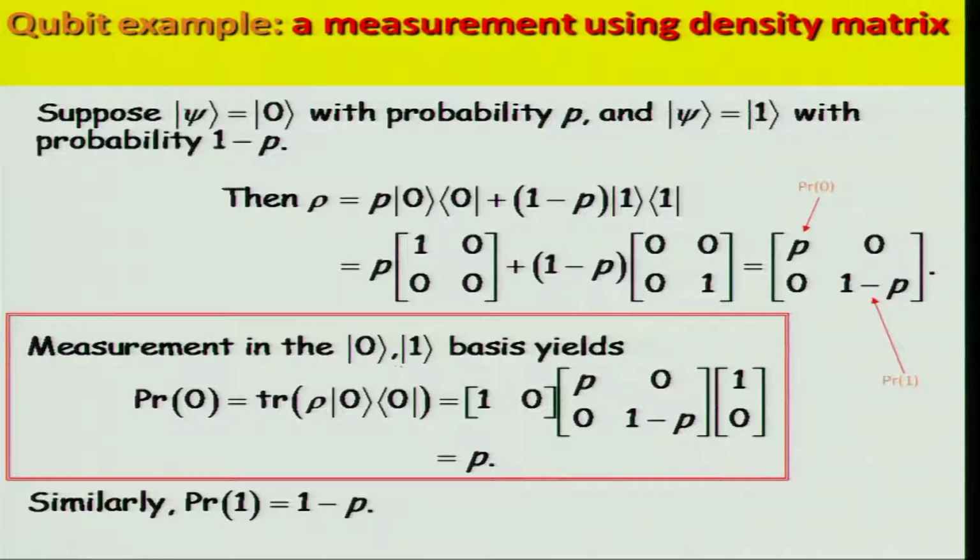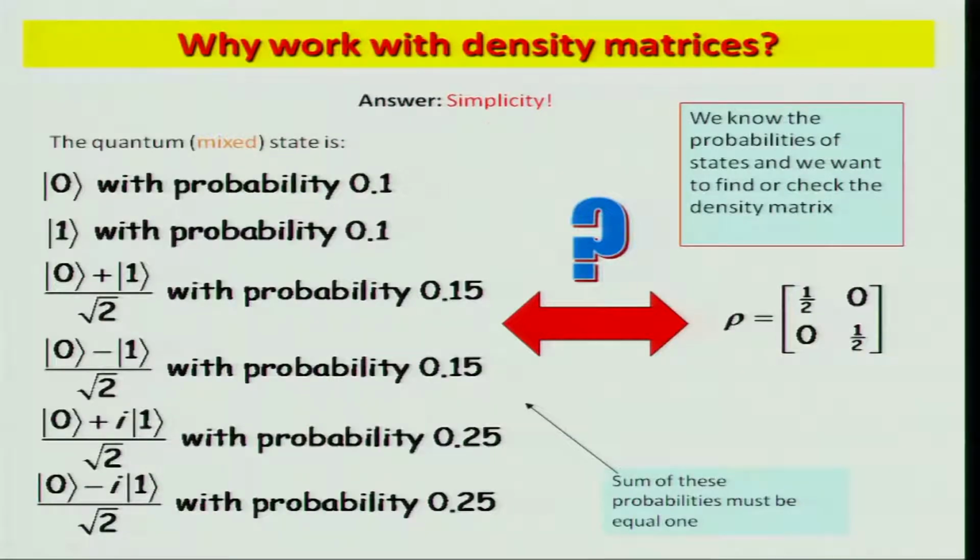So, the measurement in the 0 1 basis leads to the probability which can be looked at with respect to this, and so the probability of 0 simply is the trace of rho with respect to the outer product of the 0 states, and we get correctly the value as p as our probability, and similarly when we do the same for 1 we get 1 minus p as expected. So, the advantage, as I have been mentioning, is the simplicity of the overall process.